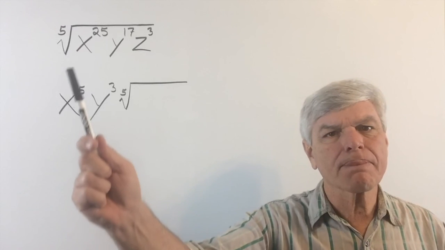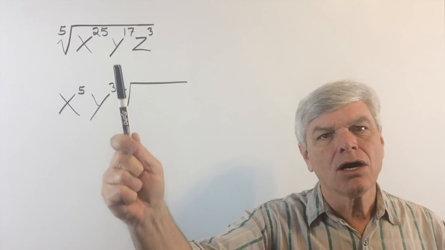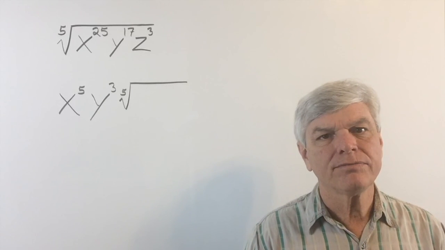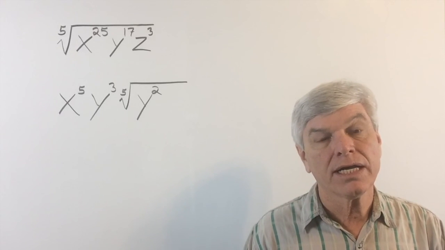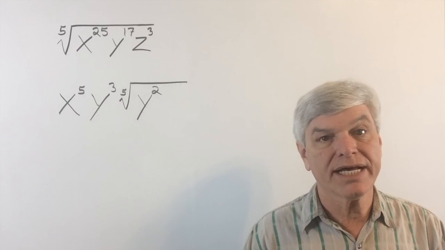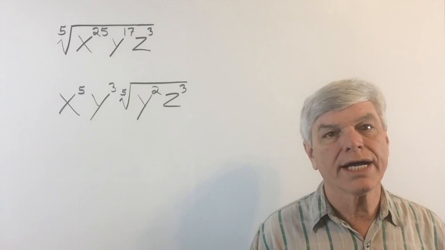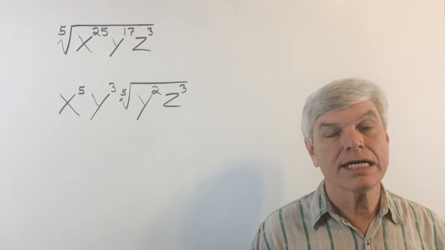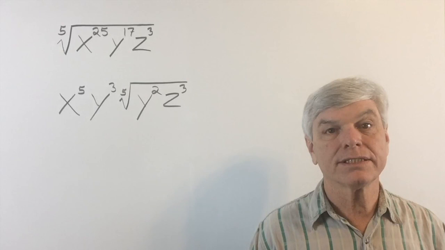But anyways, all of our x's have been brought out, so we don't have any x's in here. All of our y's were brought out except for 2. There was a remainder of 2. So like I've said for about the second or third time, our remainder is y squared. And our z's, we have all of them left, so that'll be z cubed. And our answer is x to the fifth, y cubed, times the fifth root of y squared z cubed. That is our answer. And so now you know how to deal with higher radicals. Do your homework.